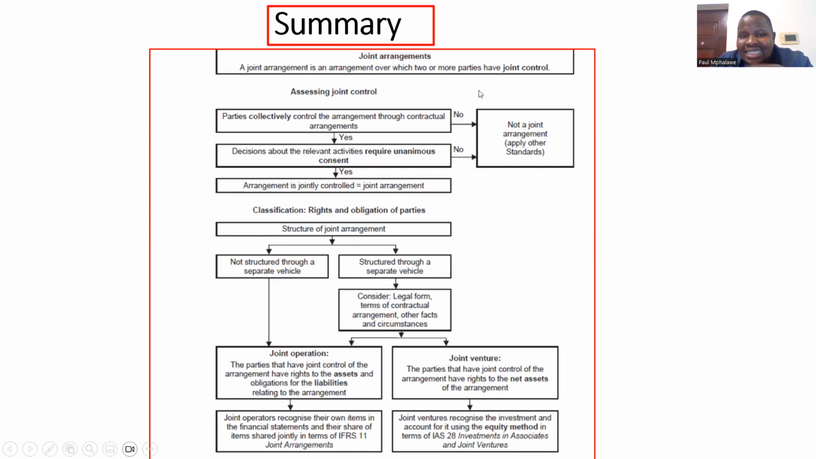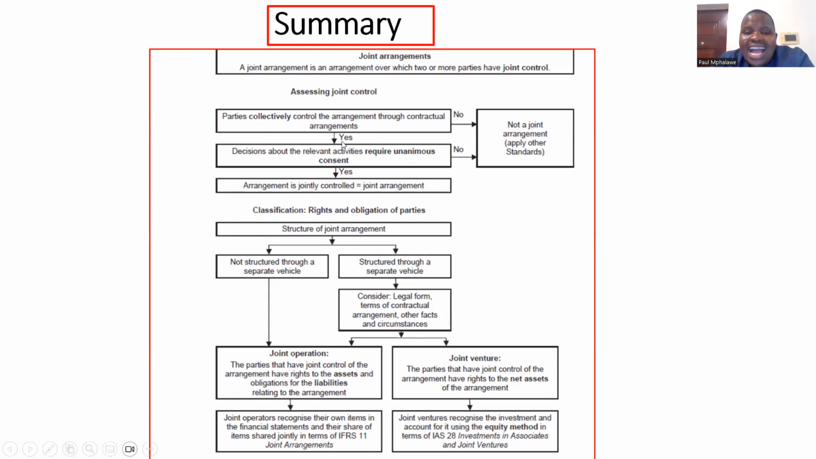So for you to assess and classify the joint control, ask yourself, are parties collectively controlling the arrangement through a contractual obligation? Do the parties to the arrangement have a collective control? If the answer is no, obviously that one is not a joint arrangement. You must apply other standards applicable to that specific arrangement.